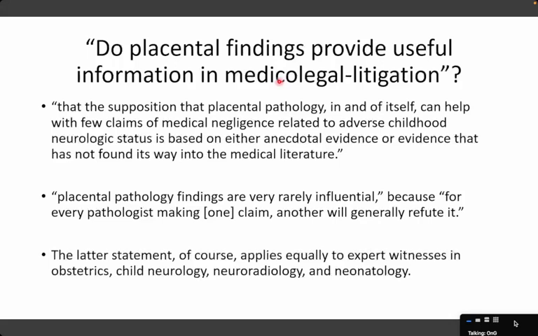That the supposition that placental pathology in and of itself can help with claims of medical negligence related to adverse childhood neurological status is based either on anecdotal evidence or evidence that has not found its way into medical literature. Placental pathology findings are very rarely influential because for every pathologist making one claim, another pathologist will generally refute it. The latter statement, of course, applies equally to expert witnesses in obstetrics, child neurology, neuroradiology, and neonatology.